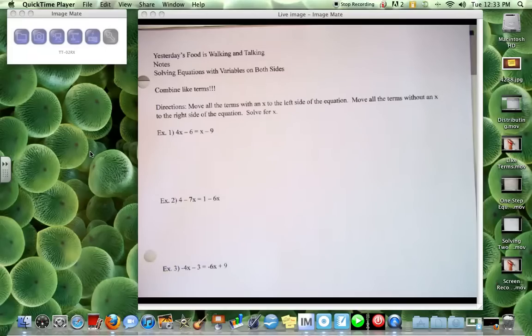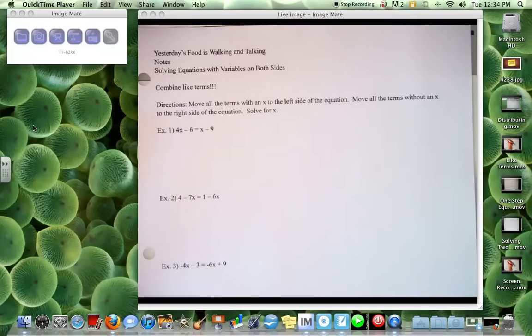So the directions say to combine like terms, move all the terms with an x to the left side of the equation, move all the terms without an x to the right side of the equation, and solve for x. Now, this is not an absolute direction. Once you get comfortable with more than one term on either side of the equal sign, then you'll move what you want to where you need to. But for the first few problems, we're going to follow this rule and move everything with an x to the left side and everything without an x to the right side.